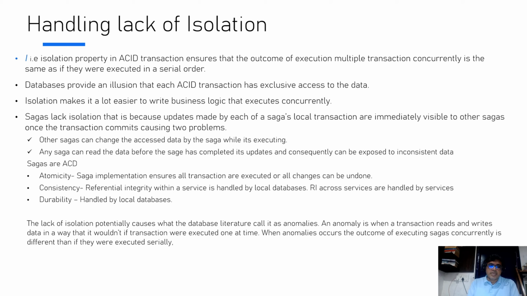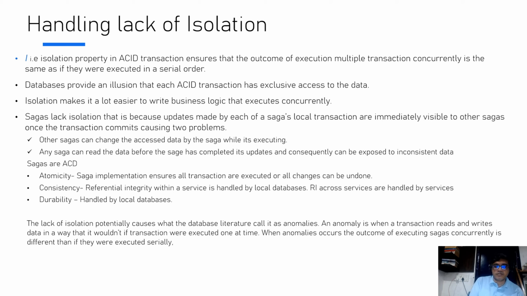Sagas are ACD, so they support atomicity: it ensures all transactions are executed, and all changes can be undone. Consistency: referential integrity within the service is handled by the local database, and referential integrity across services is handled by the services. Durability is handled by the local database.